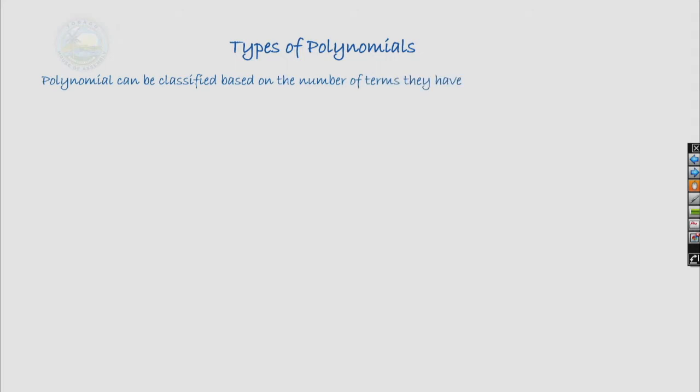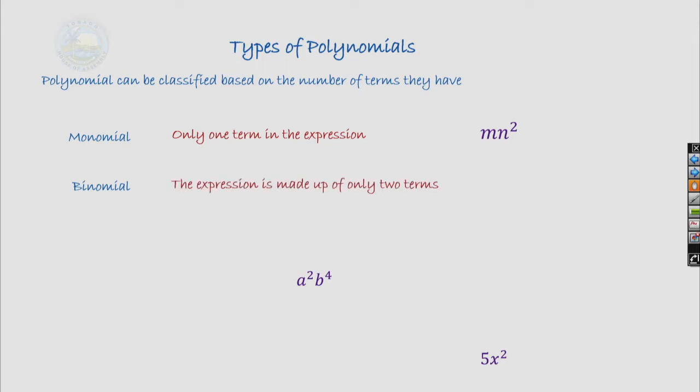Polynomials can be classified based on the number of terms that they have. So we can have a monomial. A monomial is a polynomial with only one term in the expression. Here are some examples of monomials. We can have binomials. Binomials are expressions that are made up of only two terms. Here are some examples of binomials in green.